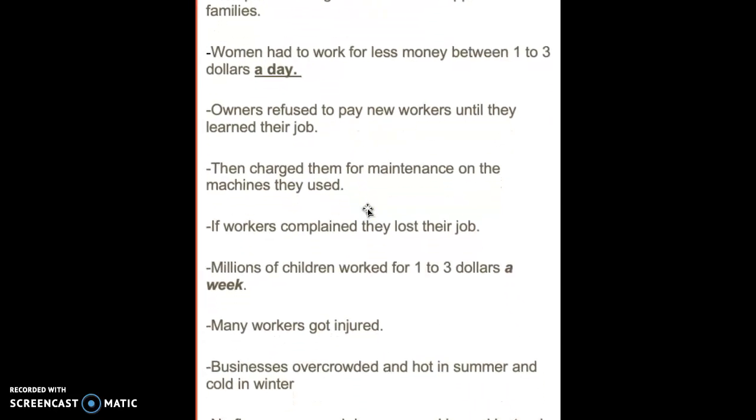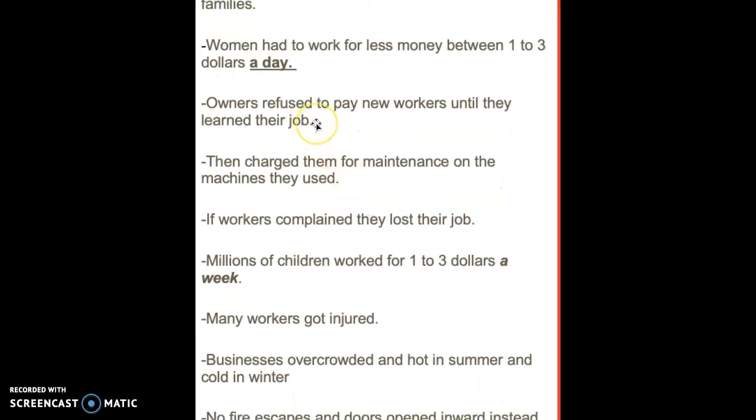Owners refused to pay new workers until they'd learn their job. So sometimes you could be working for a company for 2, 3, 5 weeks without them paying you because you were still proving you were capable of your job. They also charged workers a maintenance fee for the machines that they use. So they'd get to work and they'd be like, all right, this is your machine. If anything happens to it or breaks, you have to pay to fix it as the worker.